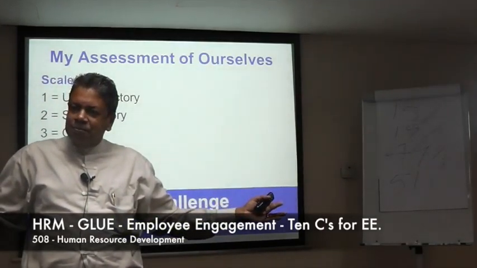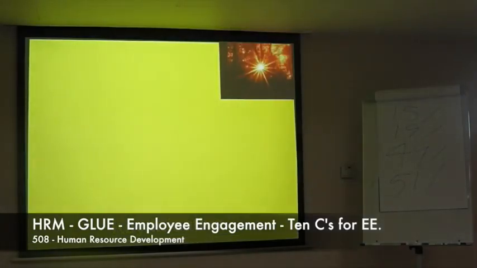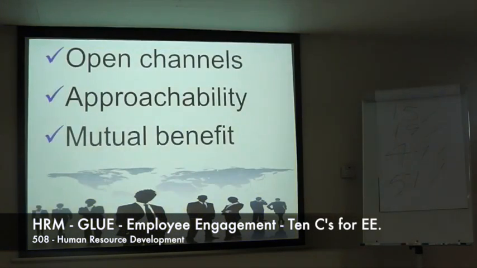Are we ready? Yes. Let's go through. First C, read out loud. What is C number 1? Connect. What does that mean? Three things: open channels, approachability, mutual benefit.